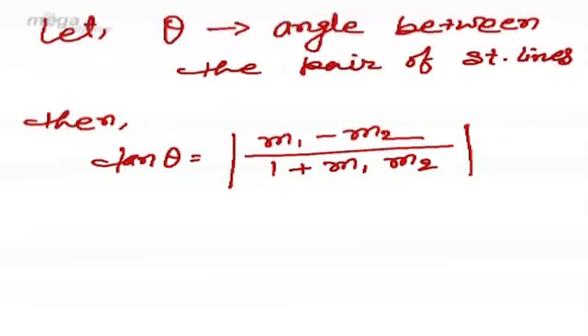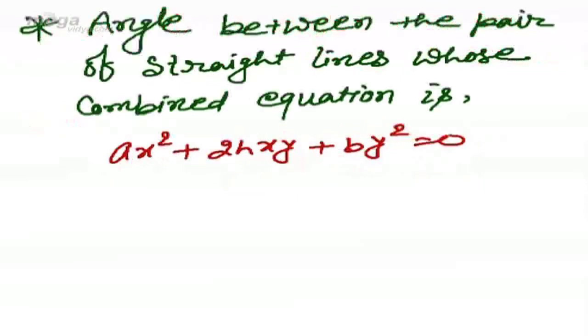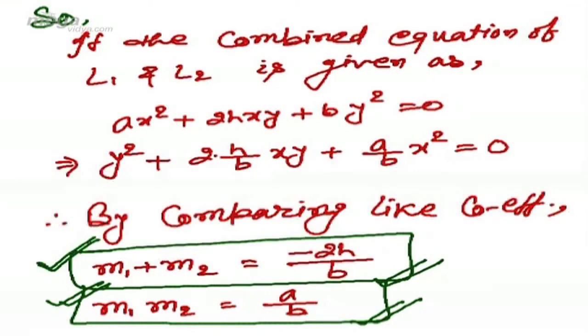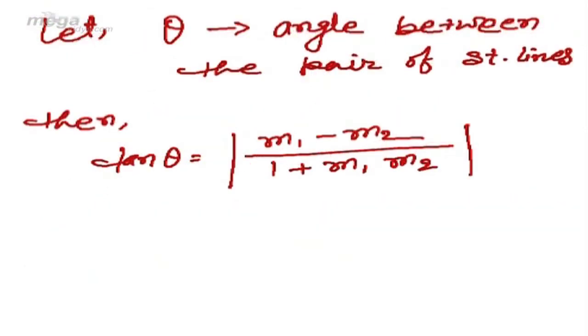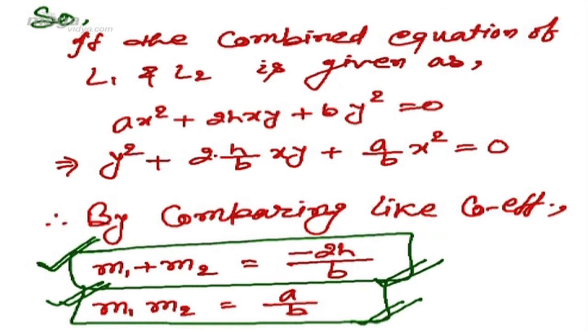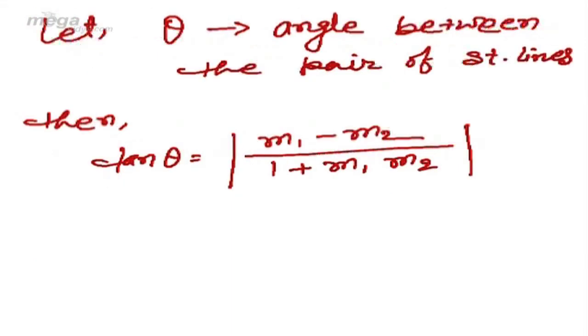But here the combined equation is given. It is not written here m1 and m2. It is written a, b and h. So students, we will use this relation to find the value of m1 minus m2. See, here you have m1 into m2, it's okay, it is given m1 m2 is equal to a by b. Now m1 plus m2 is written here minus 2h upon b. So with the help of these two, we'll find m1 minus m2.